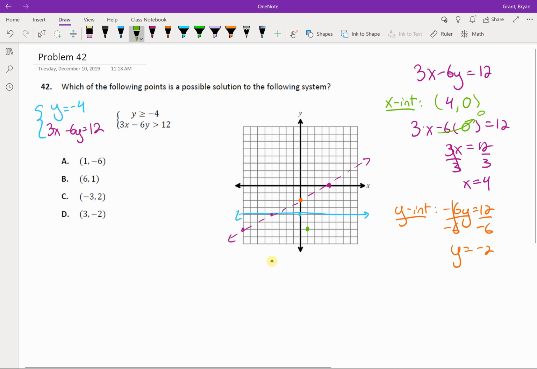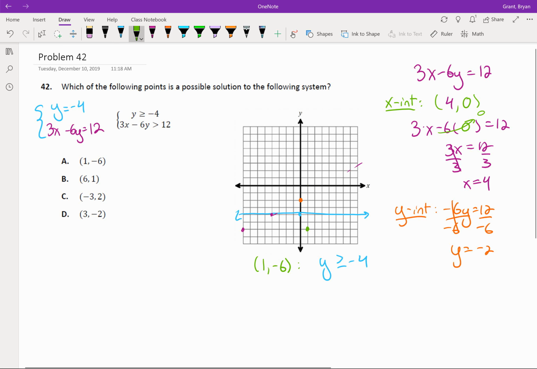Now, if this point works in each one of these equations, that means that we're going to want to shade where that point is. However, the easiest way to do this is really pretend like you only do one equation at a time. So I'm going to erase this and then put it back in just a second. I'm going to erase my purple line right here and pretend like there's only the blue one. So all I'm going to do is take this point, (1, -6), and plug it into my blue equation, which was y is greater than or equal to -4.